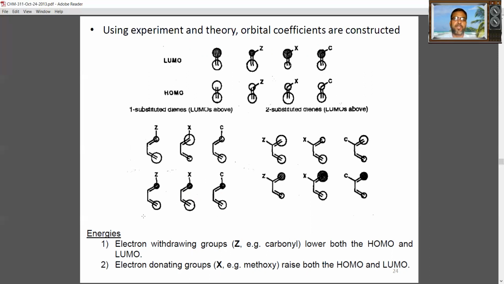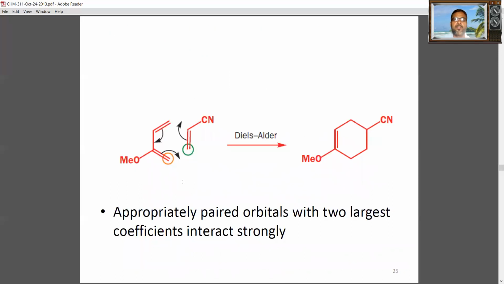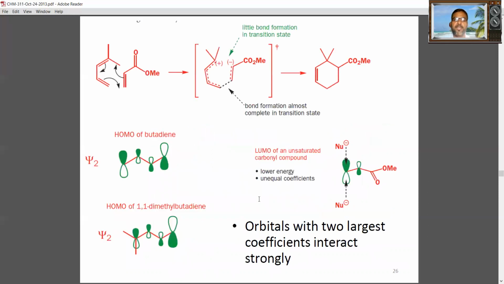Now, energies. Electron withdrawing groups, Z, you can see this. Carbonyl lowers both the HOMO and LUMO. Electron donating groups, X, such as methoxy, raise both the HOMO and LUMO. Now you can see the Diels-Alder interactions. The diene and dienophile will give this product. Appropriately paired orbitals with the two largest coefficients interact strongly. You can see here the diene and dienophile forming this product. This is the Psi2, this is the Psi2, the HOMO of butadiene.